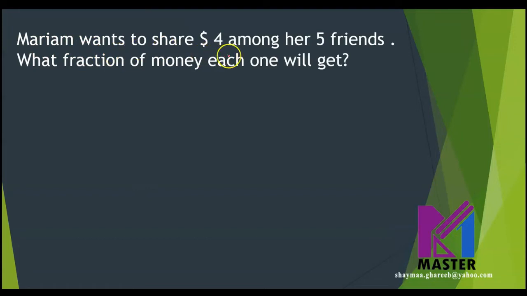Mariam wants to share $4 among her 5 friends. What fraction of money will each one get? The amount that we want to share is $4, and we want to share it among 5 friends. So it's the same as 4 divided by 5, because the money will be divided by the friends equally.